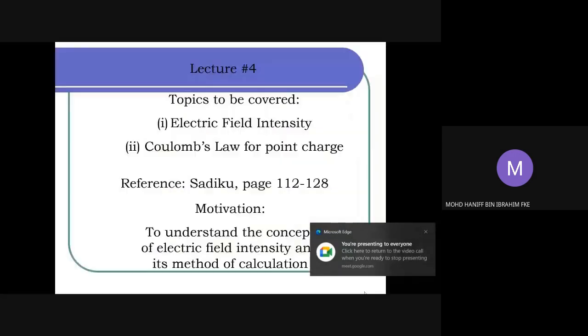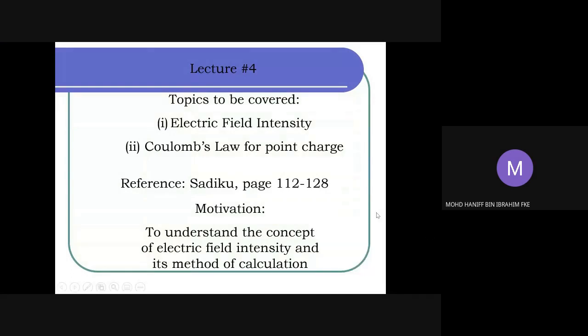Okay, so let's have a look at lecture number 4. These will be the topics to be learned. The first one will be a very short introduction to the electric field intensity. And number 2, we're going to start our lecture on Coulomb's law. For lecture 4, as I mentioned before, we're going to apply Coulomb's law for the first charge structure, which is the point charge. The line, the surface, and the volume will be learned in our class next week, inshallah. Reference for this lecture number 4 is still pages 112 to 128.